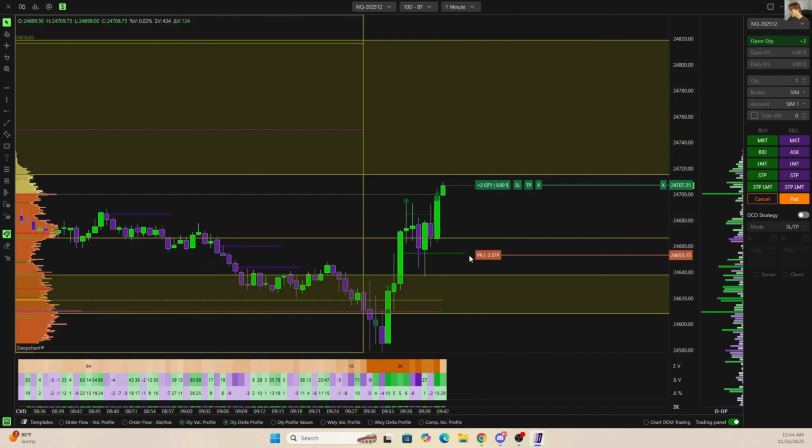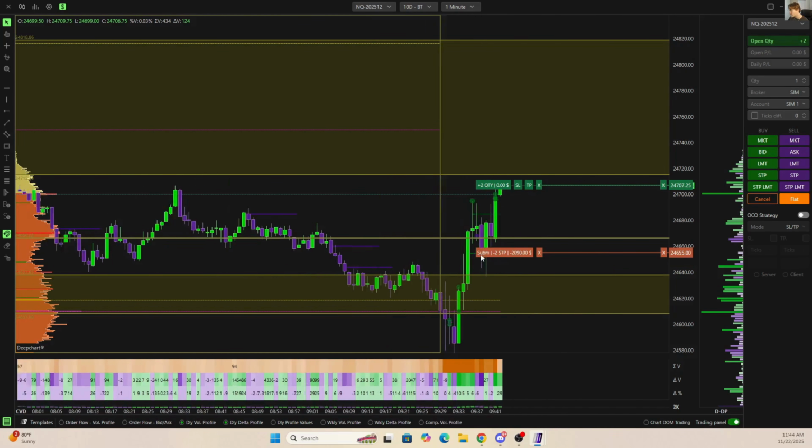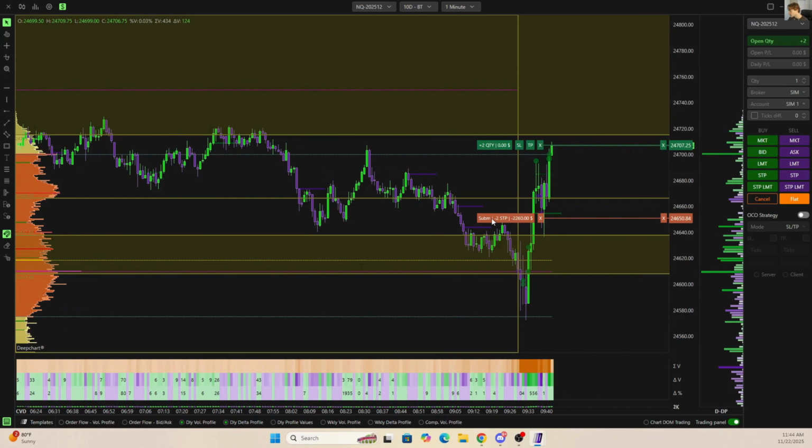So here, we put our stop down below this area. Maybe if we want to put it below this low, we could. I think it should go best under here.